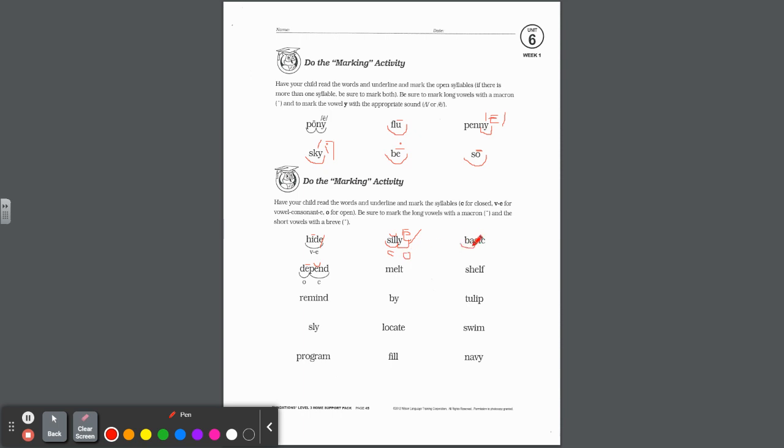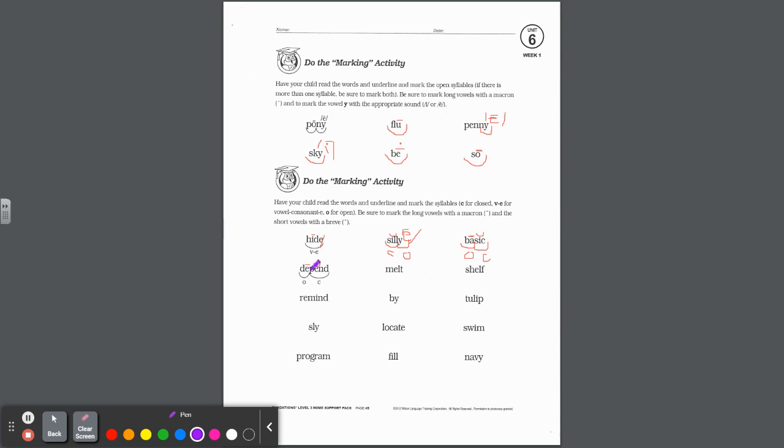All right, let's do this word. Basic. Bay is long A. That says its name because it's open. Sick is short vowel I, closed syllable. Okay, and these are starting to get close together, so I'm going to pick a new color.